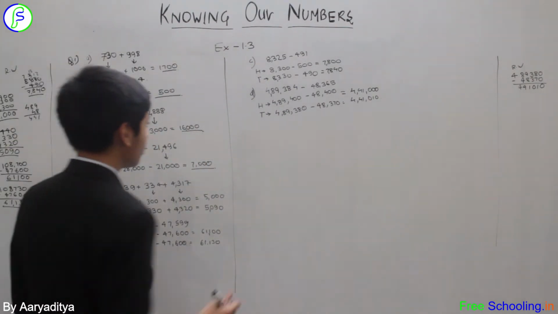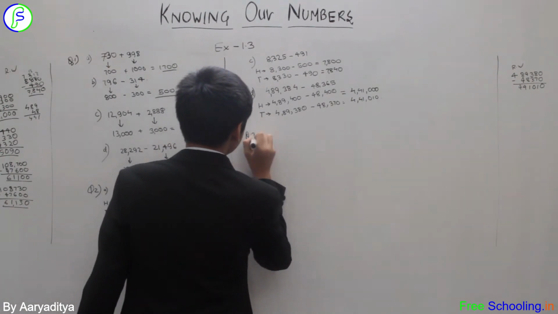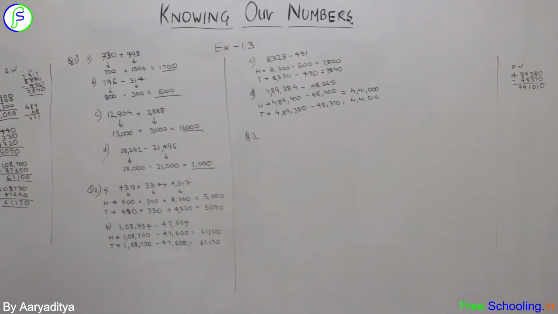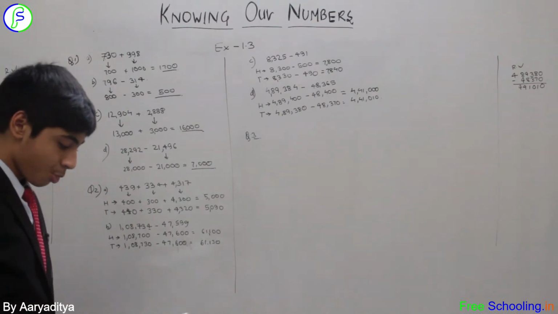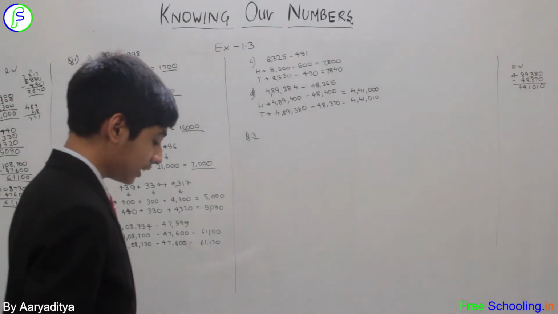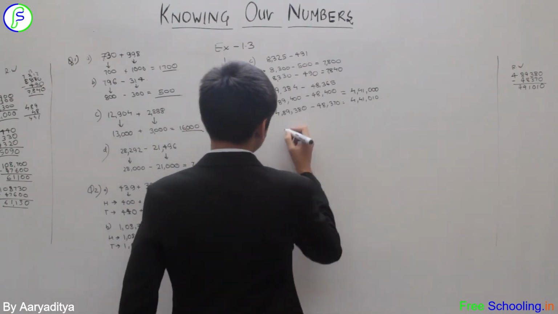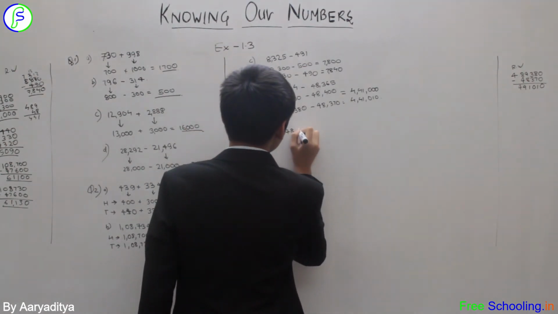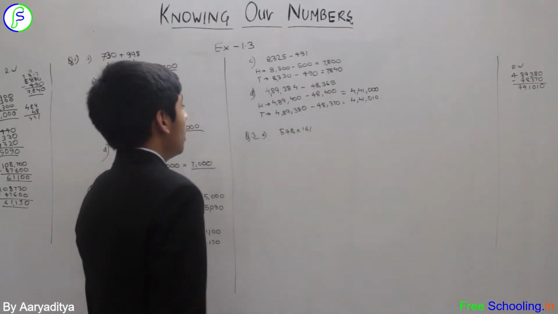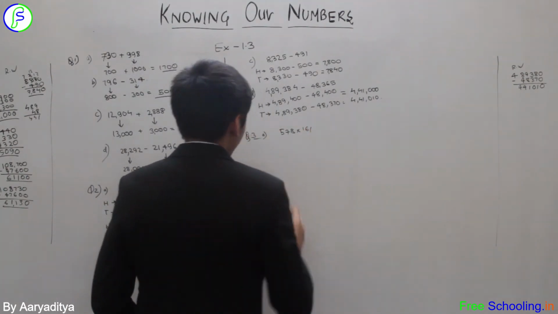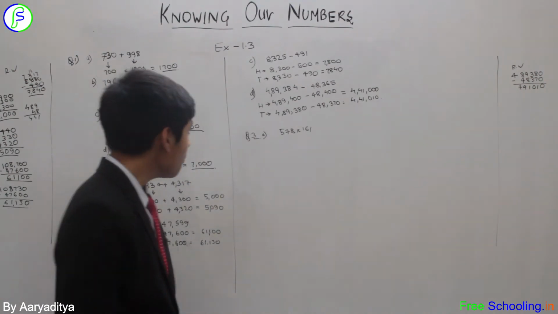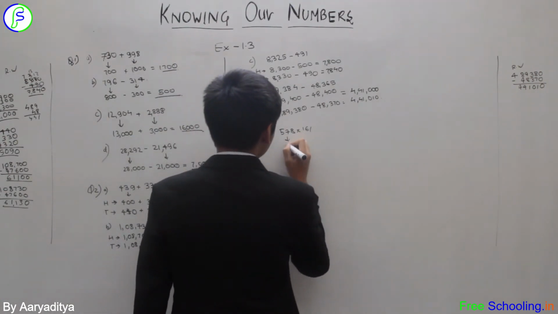Now let's move on to question number 3. So what does question number 3 say? Estimate the following product using the general rule. Okay, so for the A part we have been given 578 into 161. Rounding them off. Is there any criteria given? Nope. Now let's round this off to the nearest 100. What do we get? We get 600.